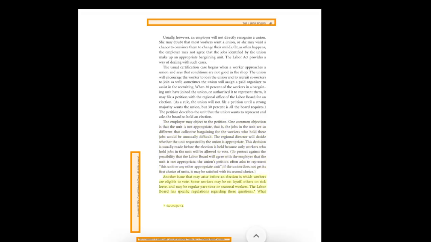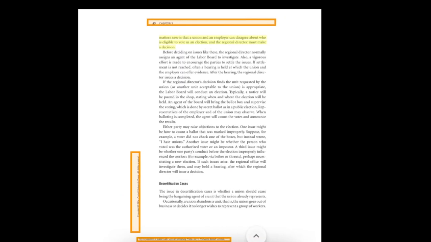Another issue that may arise before an election is which workers are eligible to vote. Some workers may be on layoff, others on sick leave, and may be regular part-time or seasonal workers. The Labor Board has specified regulations regarding these questions. See Chapter 4.